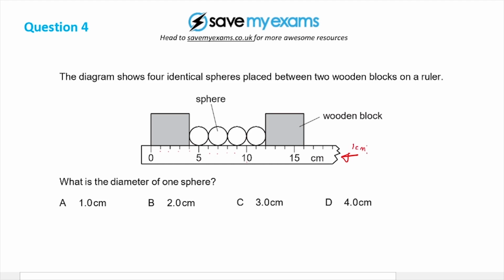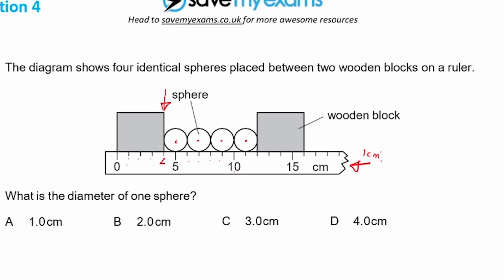So we have two spheres here. They are touching each other, right? And there are four of them. The beginning count here is 4 centimeters. So it begins from 4 and runs to 10, 11, 12 right there. This is the length that is covered by these spheres. We are required to find the diameter of each one. Remember, the question says the diagram shows 4 identical spheres placed between two wooden blocks. So this is the diameter.